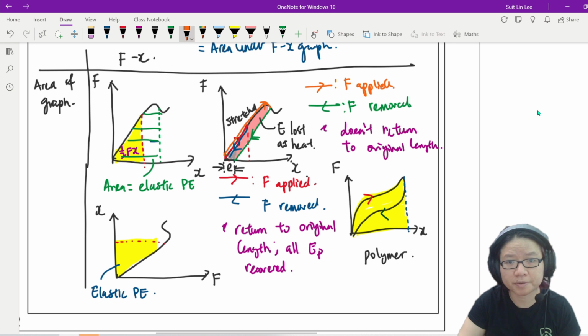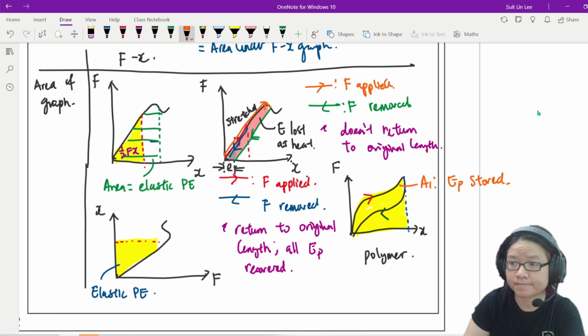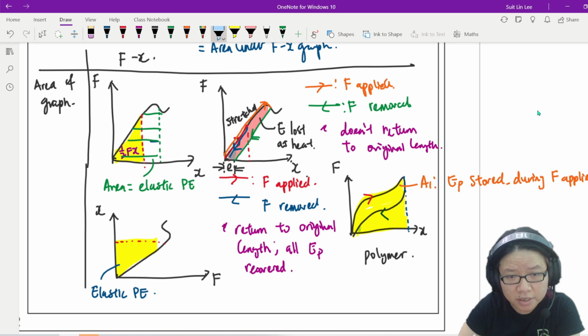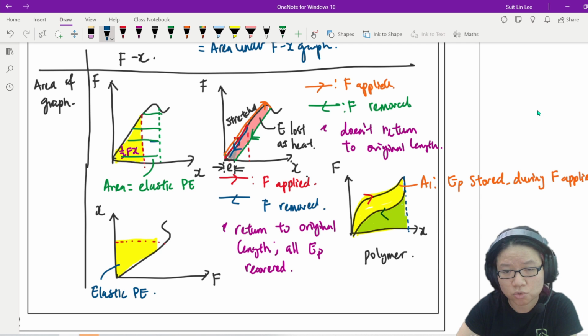So if I look for the area under the large top curve, this yellow color area, I'll call this A1. A1 is the potential energy stored when you stretch, during force applied. And then this area down here is the energy that you get back. This is A2.